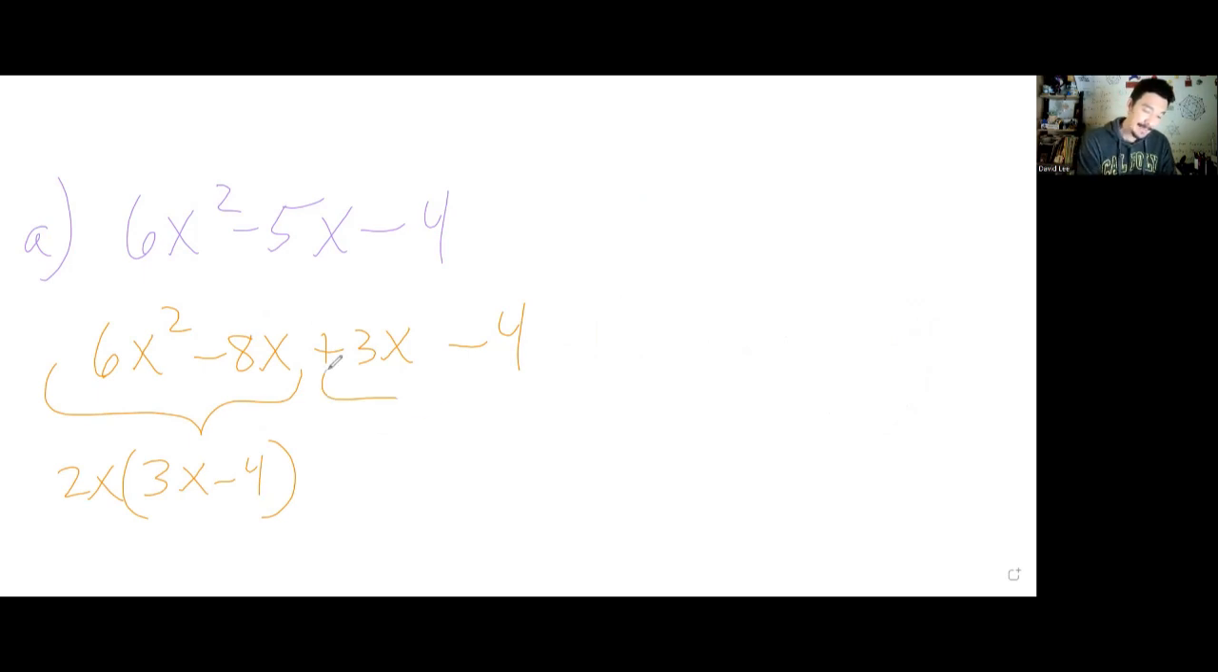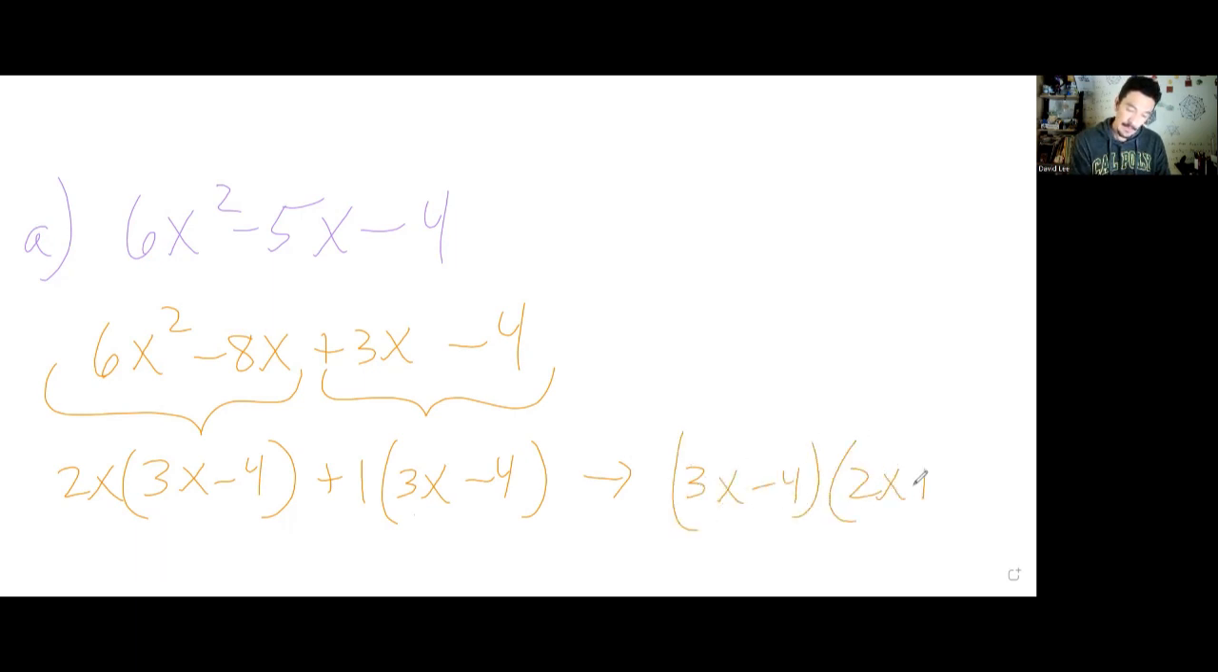Now look at the back 2 terms. It seems like nothing comes out from them, so just take out a positive 1. And if you take away 1, you're literally left with the same as before. That's good because the parentheses are a perfect match. That gives you a final answer of 3x minus 4 times 2x plus 1. Box that in, you're done.